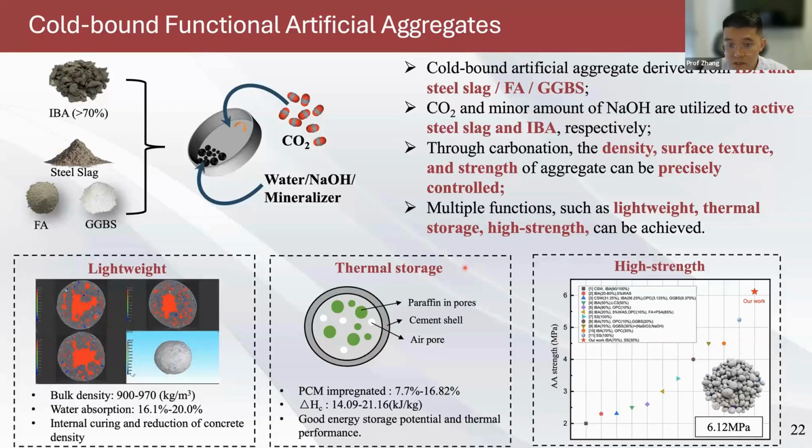We use phase change material like paraffin. We put paraffin inside the artificial aggregates, and the paraffin or phase change material can absorb and release heat during the phase change. Once it changes from solid to liquid, or from liquid to solid, heat energy is exchanged, so that once it is put into the concrete, it can work as a buffer for better thermal performance.